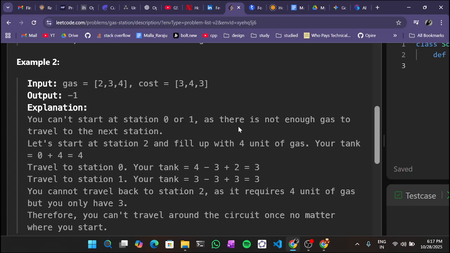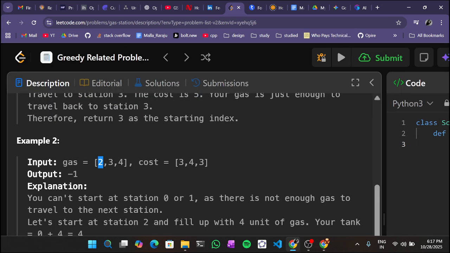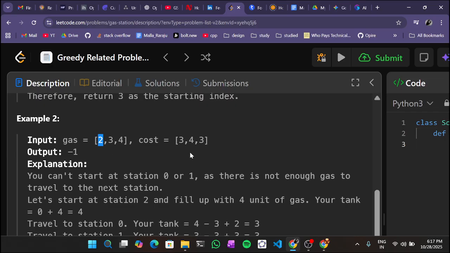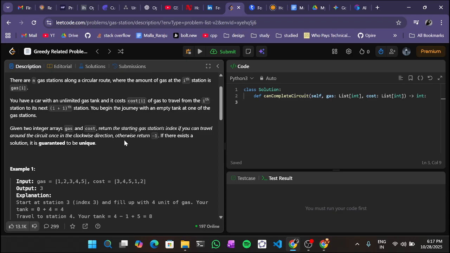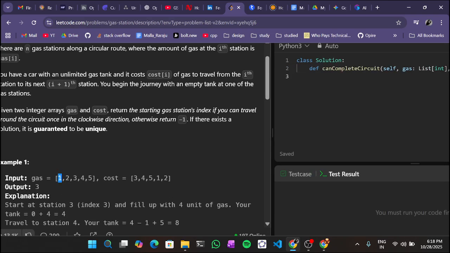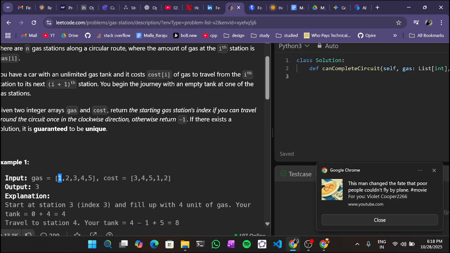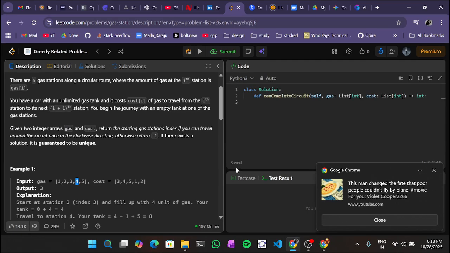You can't start at station 0 or 1 as there is not enough gas to travel to the next station. If you start at 2, you cannot move forward. So we'll do 2 -3, then +3. If we start at 3, 3 -4 will be -1. So we should exclude it. And from 1, 1 -3 will give -2, so we'll avoid it. From 2, 2 -4 will do -2. Got it, guys. So let's go.